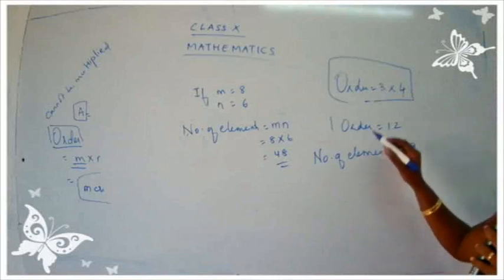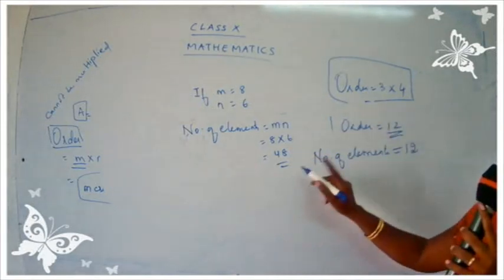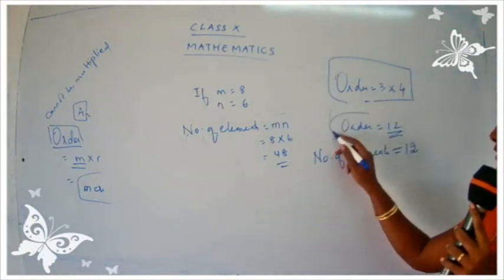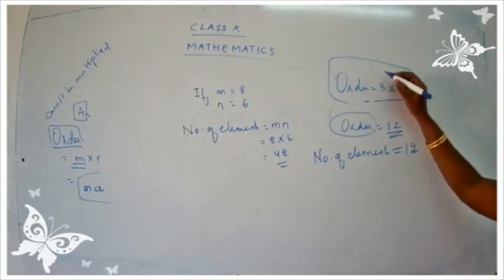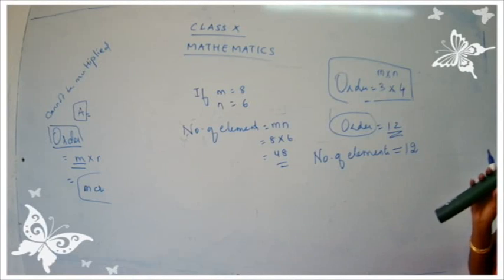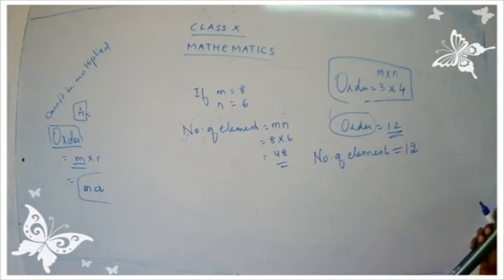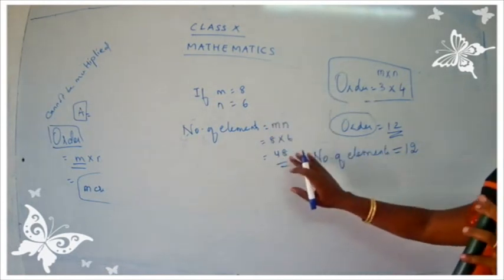There's a difference. You may ask, ma'am, we just kept the number as it is, you told us not to multiply, and here you are multiplying. Just be careful, the terms are different. Here we were talking about the order. Whenever you are talking about the order, you have to keep it in terms of m cross n, where m is the number of rows and n is the number of columns. Be careful, do not get confused. Order means writing the rows and the columns as it is, m cross n. And whenever we talk about the number of elements, you are going to multiply them. M into n, that is 48.